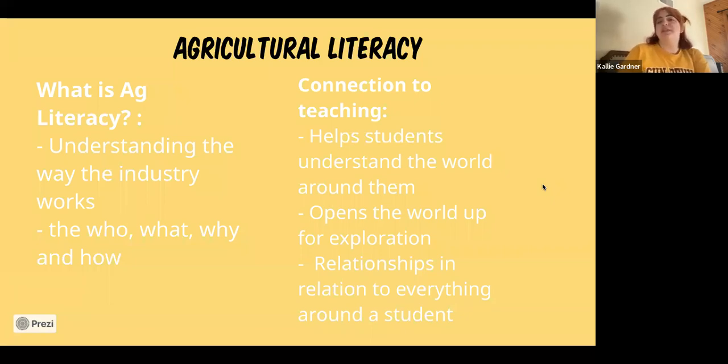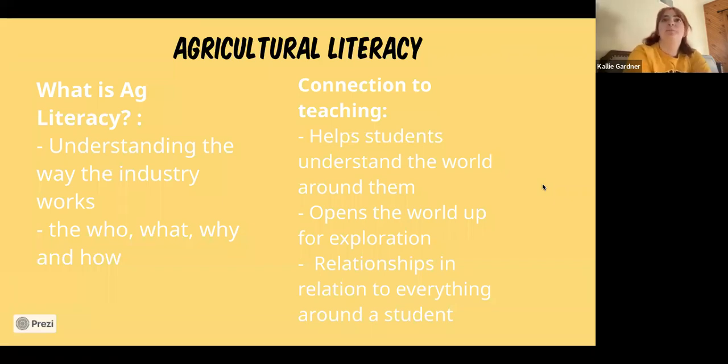What is agricultural literacy? Ag literacy is understanding the way that the agricultural industry itself works. It is the who, the what, the why, and the how. The who being who is it benefiting and who is running the agricultural industry. So the farmers, the people at the water treatment plants, the grocery store workers are actually also considered agricultural, if you didn't know that already.